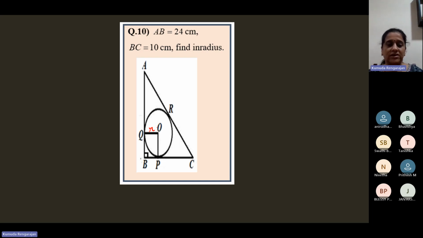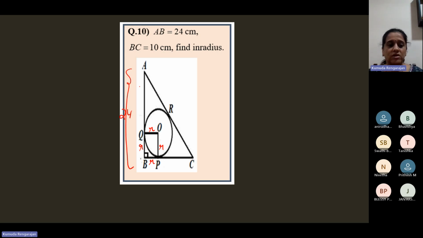Now, this is the inradius, and this is also the inradius. The length of those line segments is equal to the inradius. Now, AB is how much? AB is 24. This one is 24. Okay.